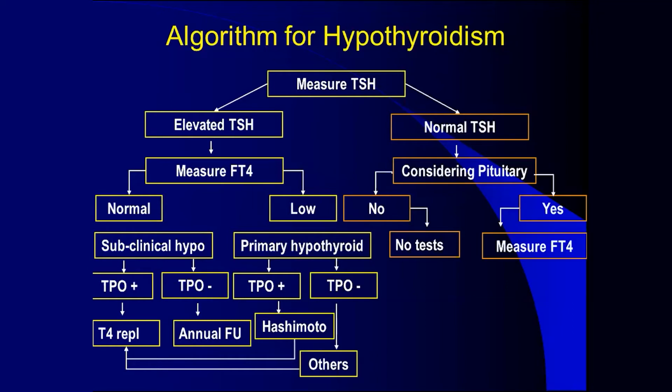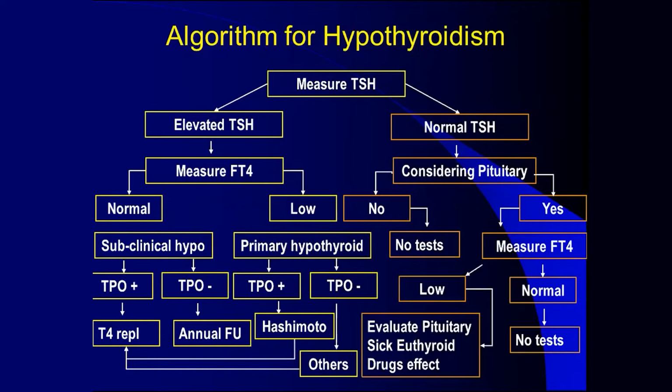However, if we are considering pituitary disease, we measure the FT4 values, and if FT4 values are normal, we again stop testing. However, if the FT4 values are low, we evaluate the pituitary for either sick euthyroid or drug-induced, secondary hypothyroidism, etc. But for most cases, if the FT4 is normal, or if we do not consider pituitary, we stop testing there and then itself.